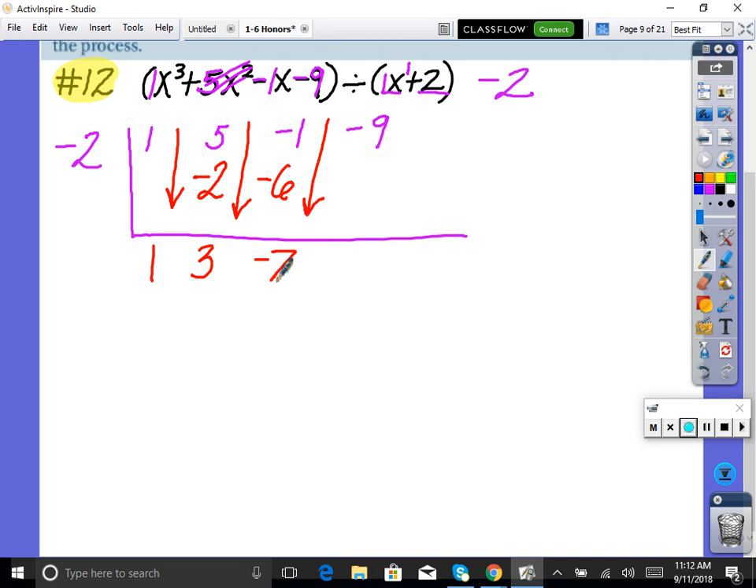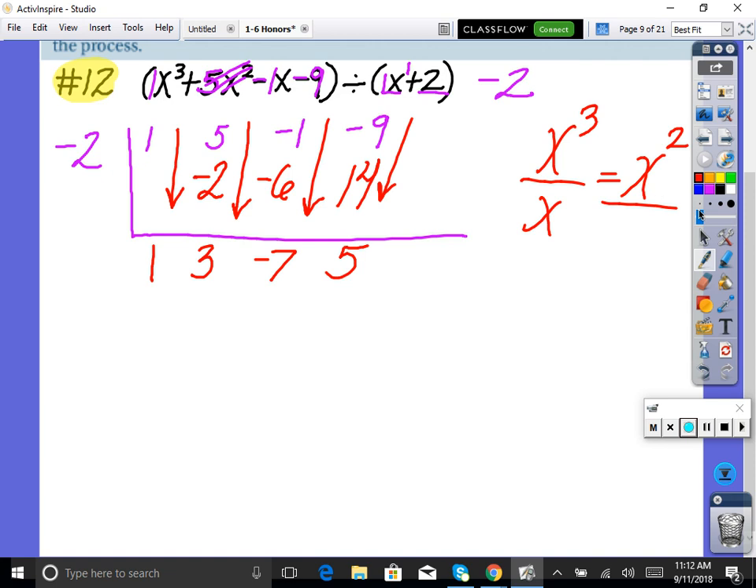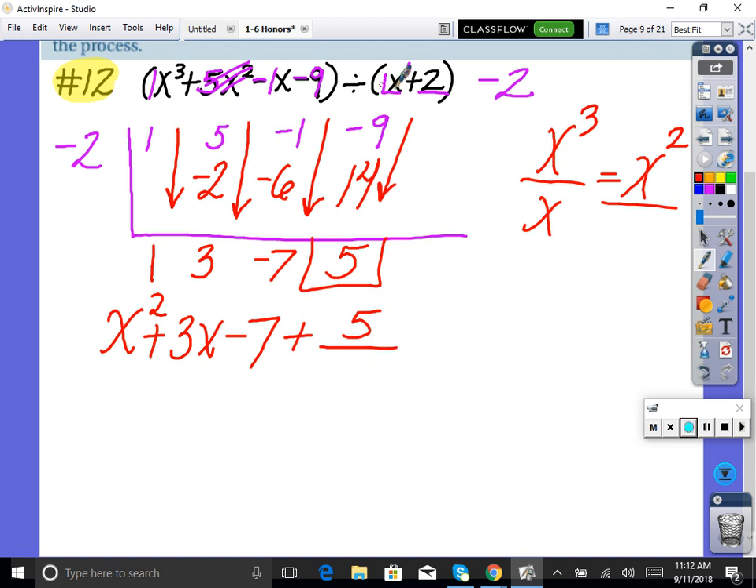We multiply up. We add straight down. 5. Now everyone, we took a degree 3, x cubed, and we divided by x, which meant we now have a quadratic, x squared, right? So these are just the coefficients. This is 1x squared plus 3x minus 7, and this will be our remainder. So plus 5 when we divide it by x plus 2.